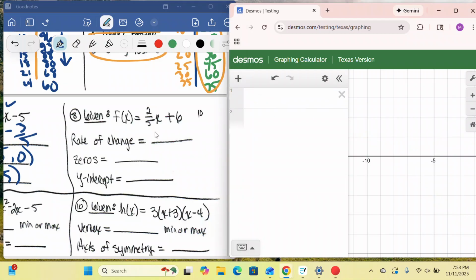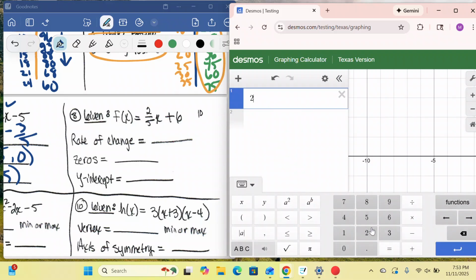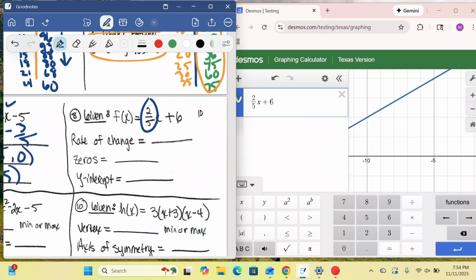Then I'm going to go to the next one, and I'm going to input this equation. I'm going to put 2 divided by 5, then click it right here, and then put x. And then I'm going to put positive 6. There's my equation. I don't need the equation to find my rate of change. It's already in y equals mx plus b. So my rate of change is 2/5.